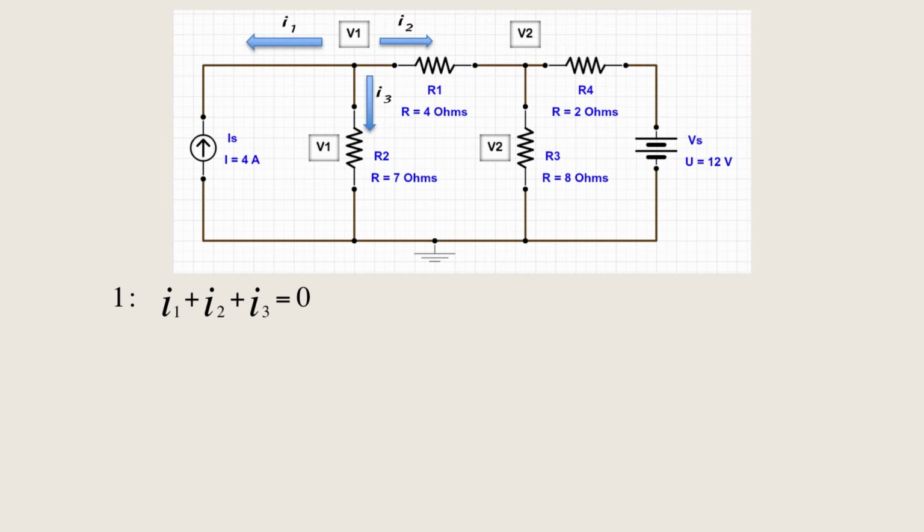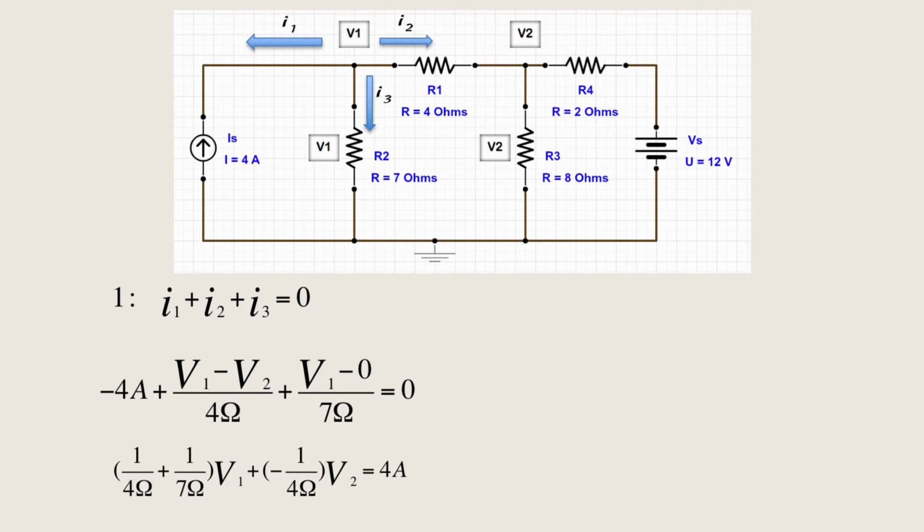So, for node 1, we have the sum of currents is 0. I1 is a current source, so there's no equation for it, we just remember that it's negative. So, using this process from before, we have this, which simplifies to give us our first equation.